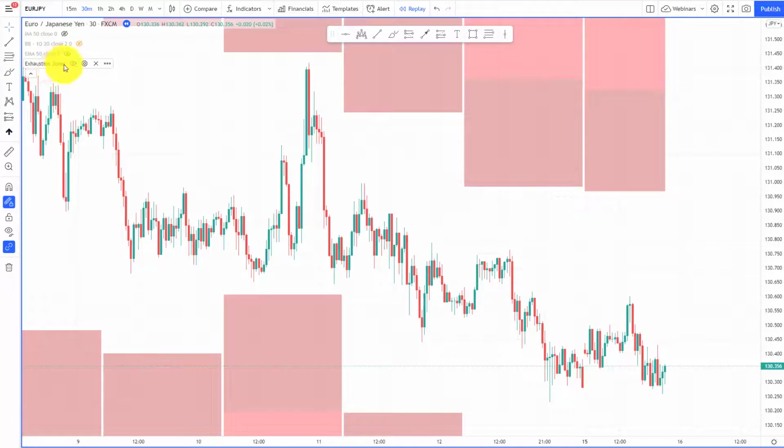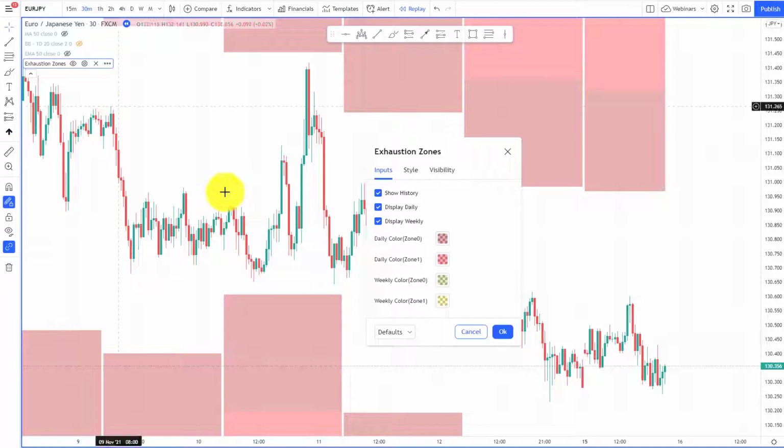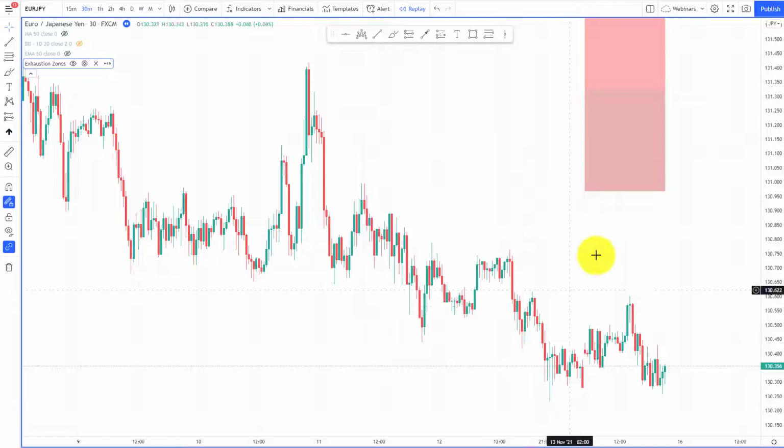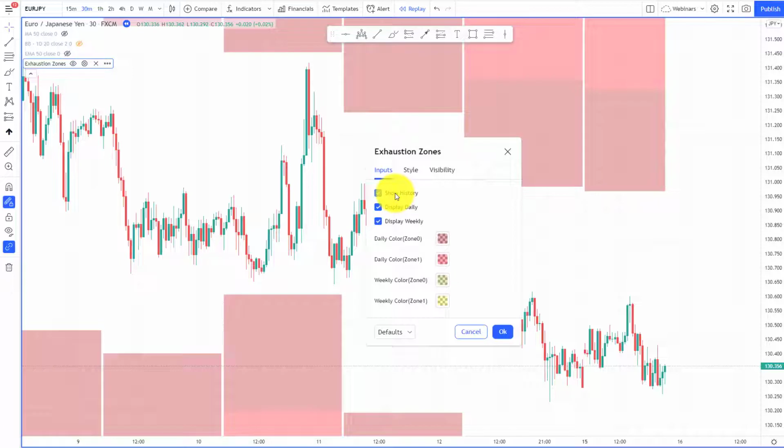So when we open our settings here in the top left, you can see that you have a few inputs. Show history is the first one, which means basically that you can decide whether to just show the current exhaustion zone or also the 12 previous ones. So you can tick that on and off depending on how you want to use it. Then you can choose between display daily and display weekly. Daily exhaustion zones are the ones marked in red. Let's turn this off first and we're going to take a look at it.